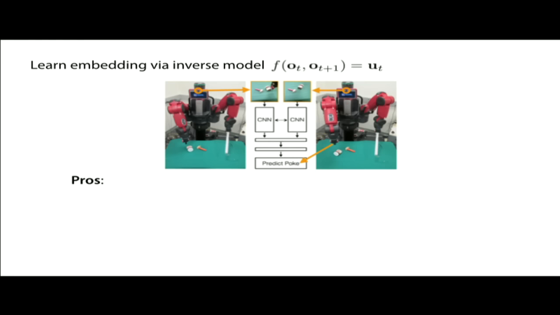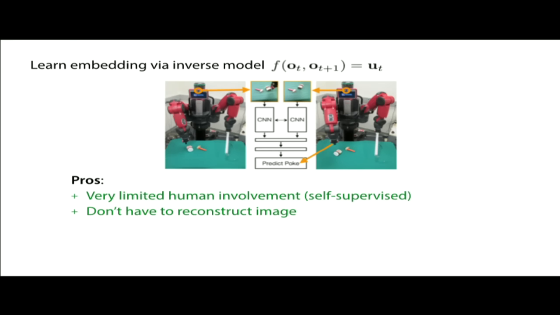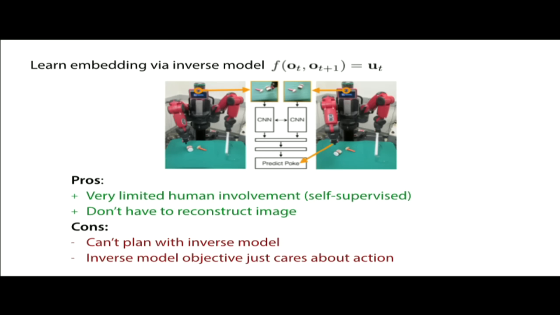Okay, so to conclude, some pros and cons. One of the nice things about this, again, is it's very limited human involvement. It's completely self-supervised, and you don't have to reconstruct an image, which is really nice because there are things that you might not want to reconstruct. The cons are that you can't plan with the inverse model, so they really had to do this greedy planning scheme in order to try and reach the goal image.